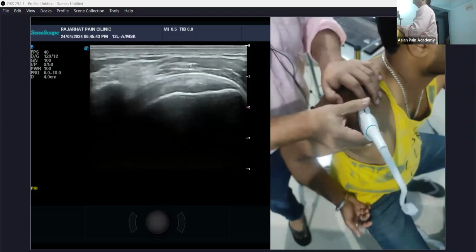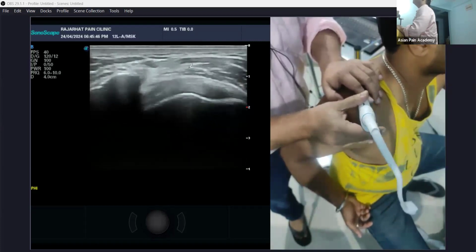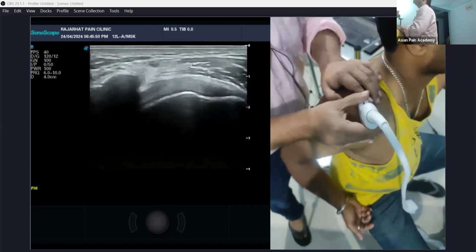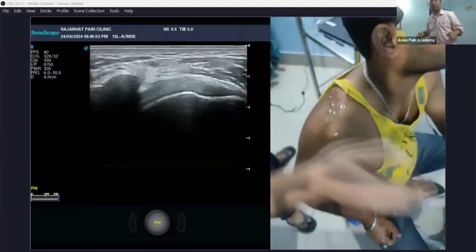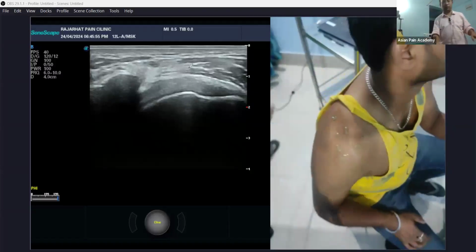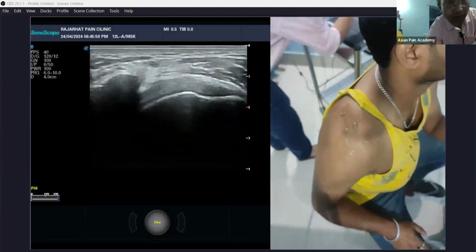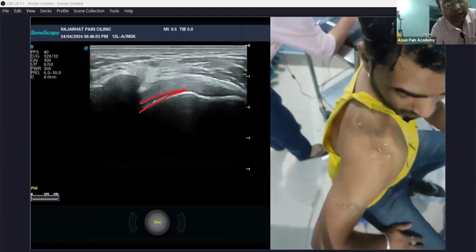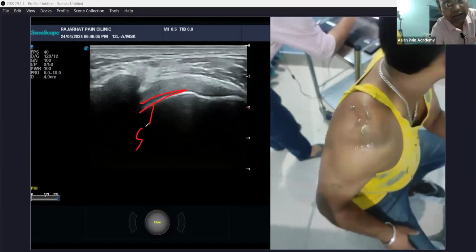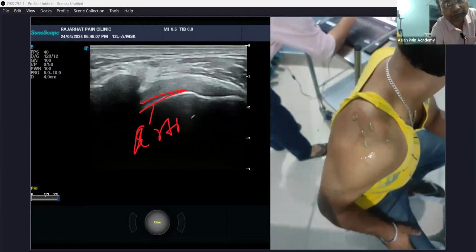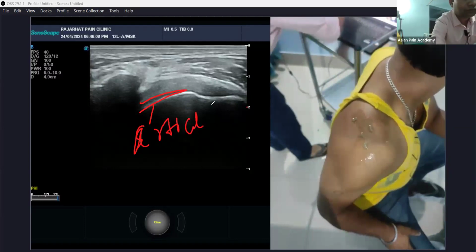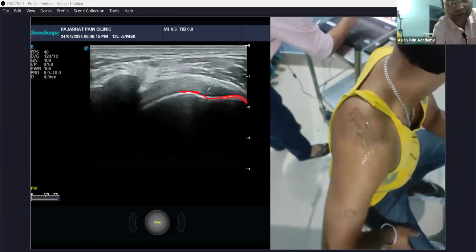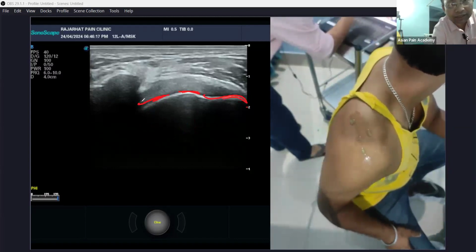Sometimes these things are not clear. The more we go towards the head, we are seeing the whole supraspinatus tendon, and we see the cartilage part also. So this is the articular cartilage. This cartilage can be in the head only, not in the neck or greater tuberosity. So this is the articular cartilage area.